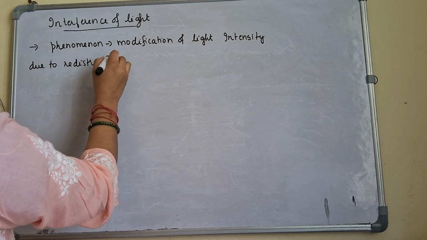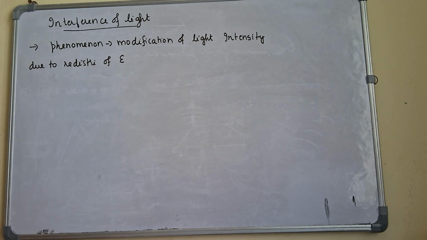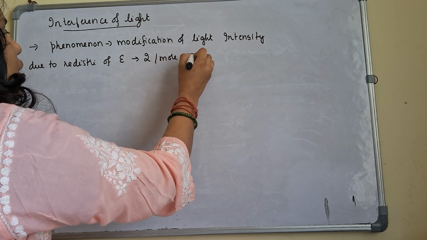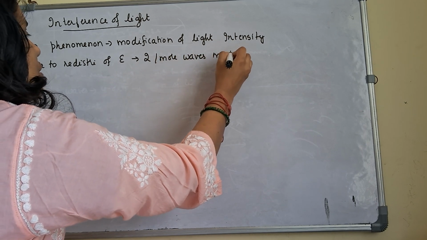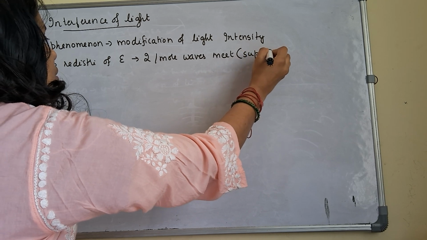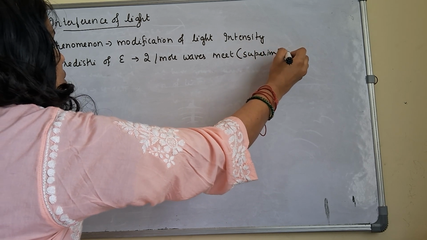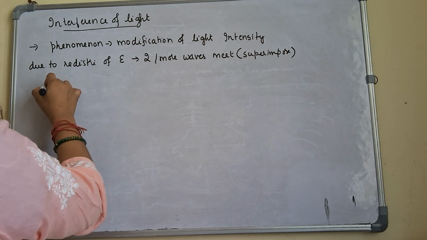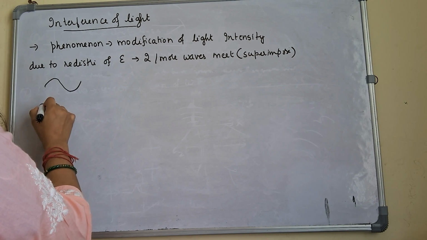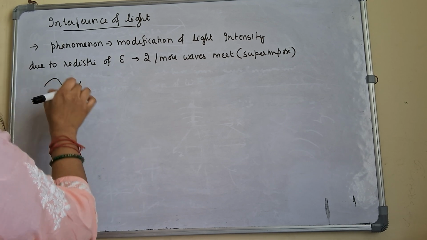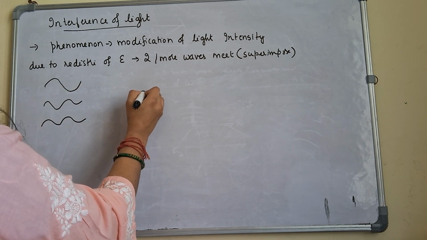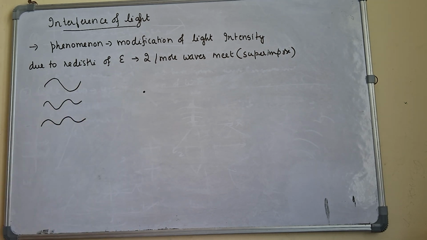Redistribution of light energy when two or more waves meet or superimpose. That is what we call superposition also. So what happens if there are multiple waves which are meeting? One wave, two waves, I don't care about the shape. In general, we are going to understand. Let us say they are all meeting at this point, may not be simultaneously.